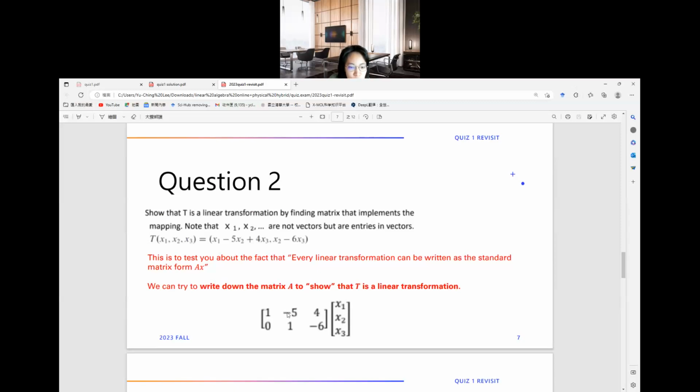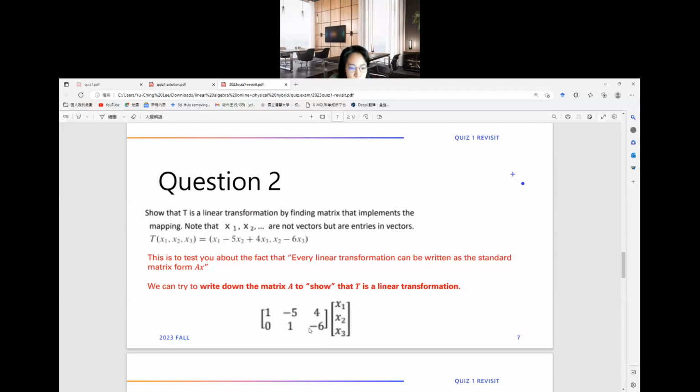So I put 1, minus 5, and 4 right here as the first half of the matrix A. And for the second half of the matrix A, I observed that the second dimension of this T function is 0 times x1, so I put 0 here, plus 1 times x2, so I put 1 here, minus 6 times x3, so I put minus 6 here.